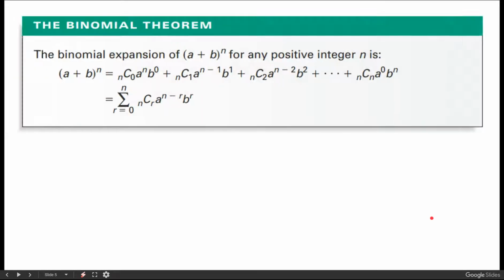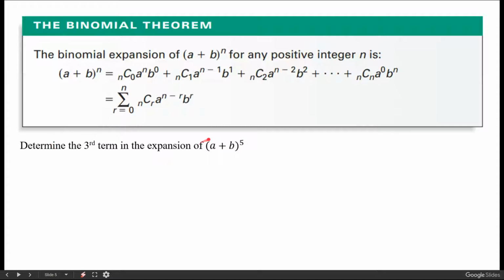Now, there's another really beneficial way that we can use the binomial theorem, and that's if we want to find a particular term without doing the whole expansion. So we're going to use this formula right here, and we're going to see how we can apply it by finding a specific term. So let's start with an easy one.